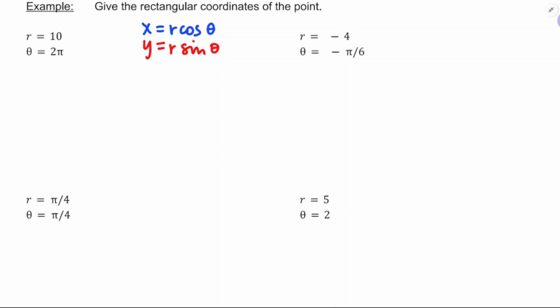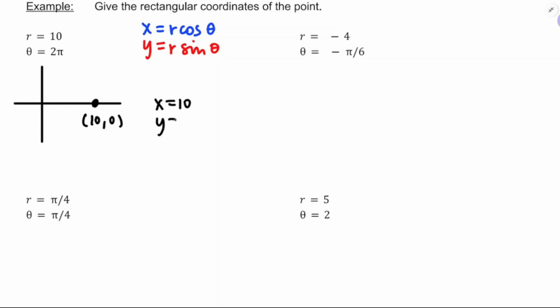But sometimes when theta is one of the big stops on the unit circle, I don't think that would be necessary, right? Because I know you know where theta equals 2 pi is. It's over here to the right. And if I go right 10 units, I'll be right there at the point where x is 10 and y is 0. Okay, so we can just do that. We're going to say x equals 10, y equals 0.